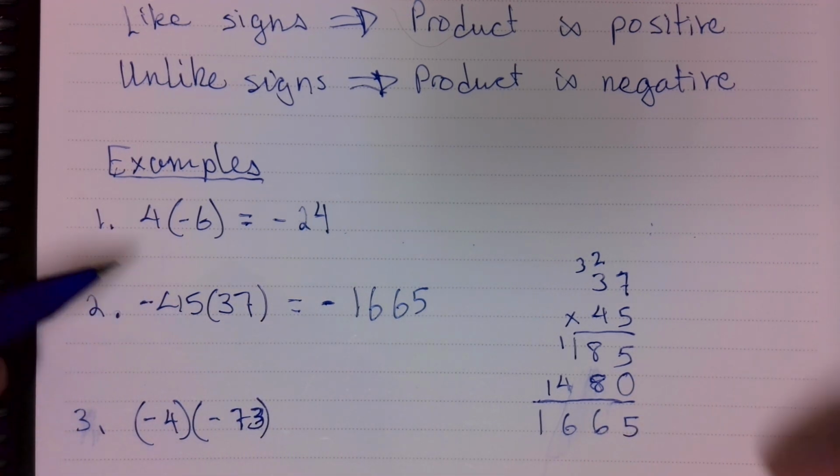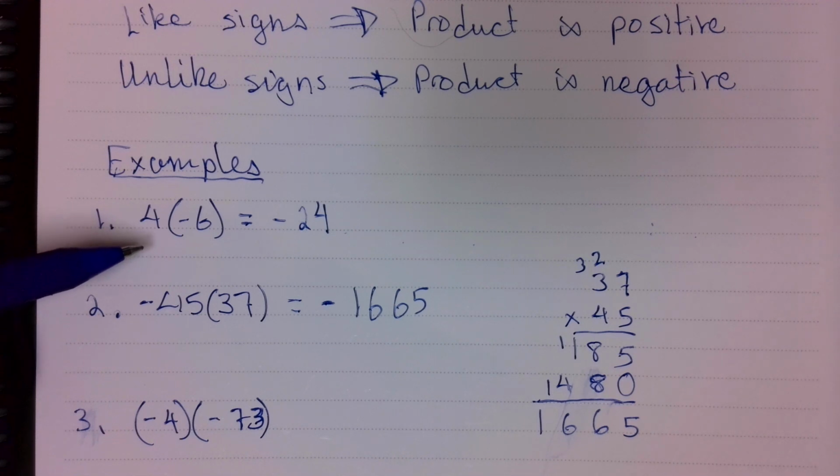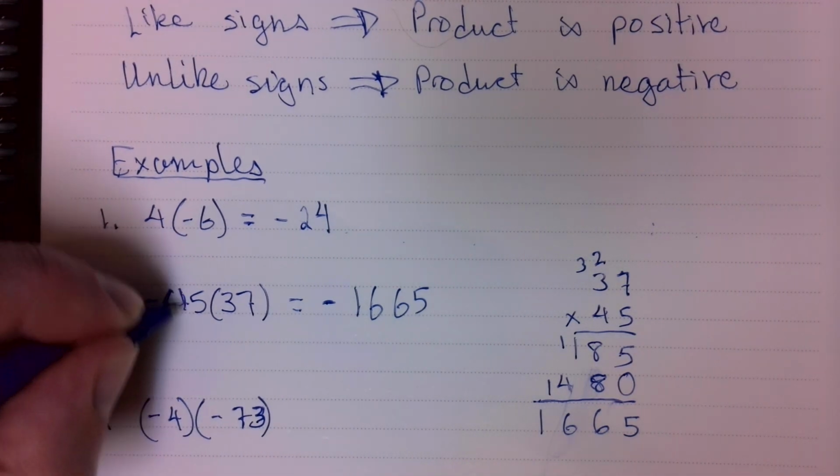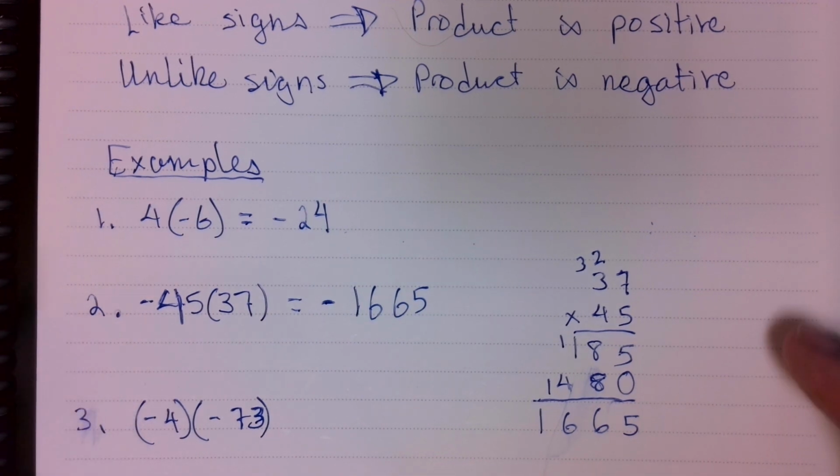I expect you to be able to multiply one-digit numbers in your head, but multiplying larger two-digit numbers like this, I'm expecting to see work here.